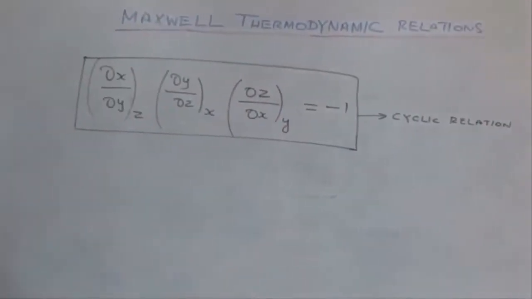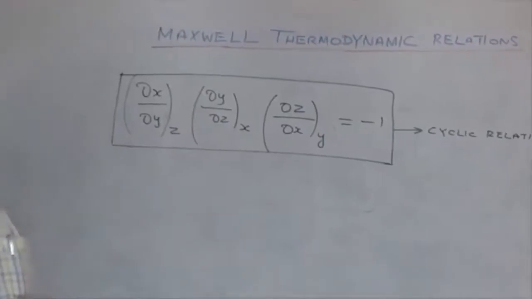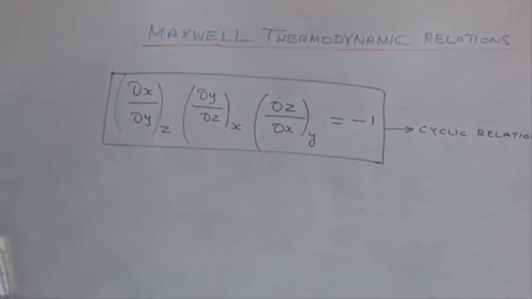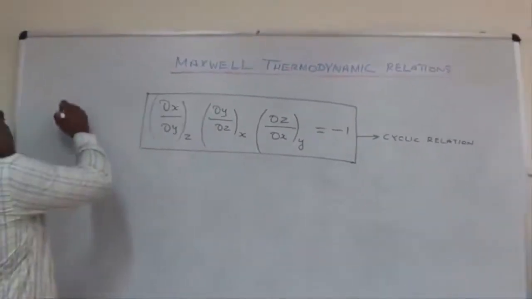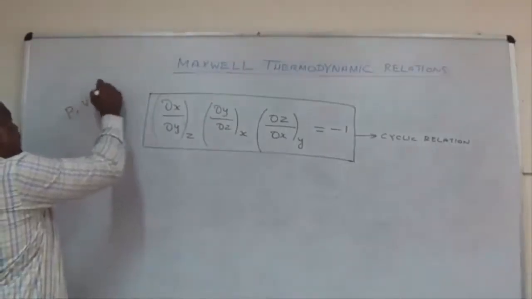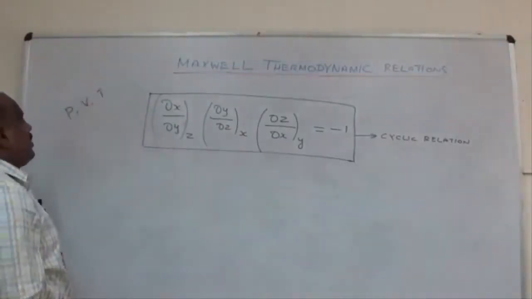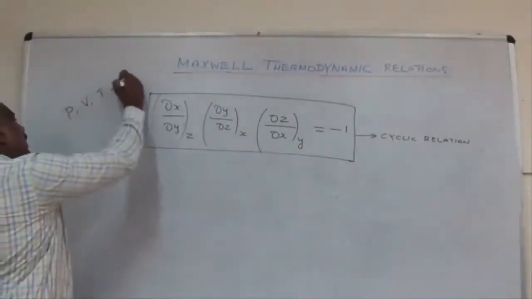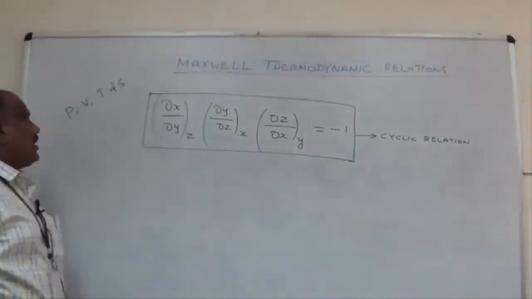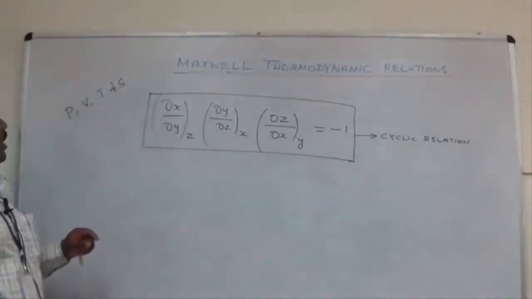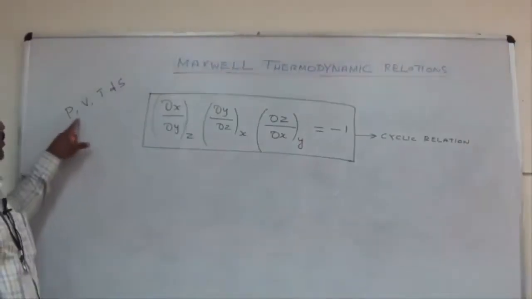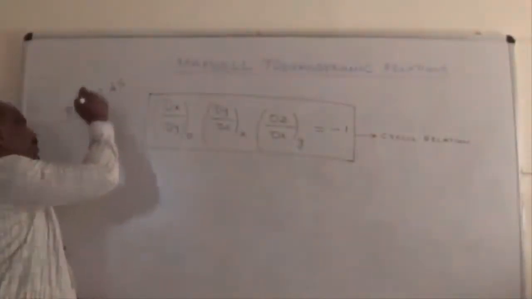Generally, the property of any gaseous fluid mainly depends on pressure, volume, and temperature, and in Maxwell relation we are going to include entropy also. So we are going to study these four parameters or four properties: pressure, volume, temperature, and entropy. So this volume is nothing but specific volume.